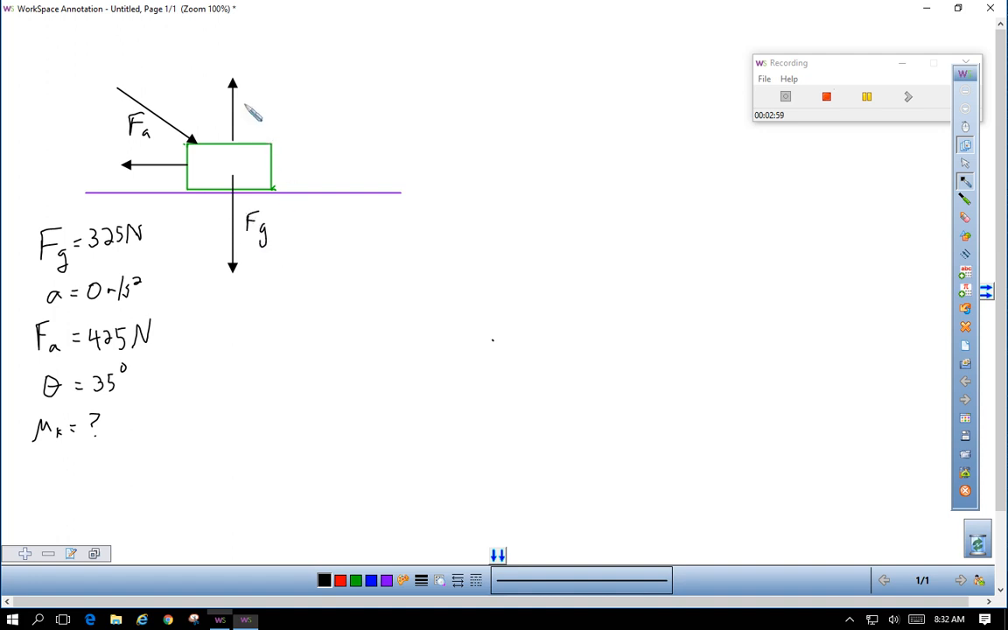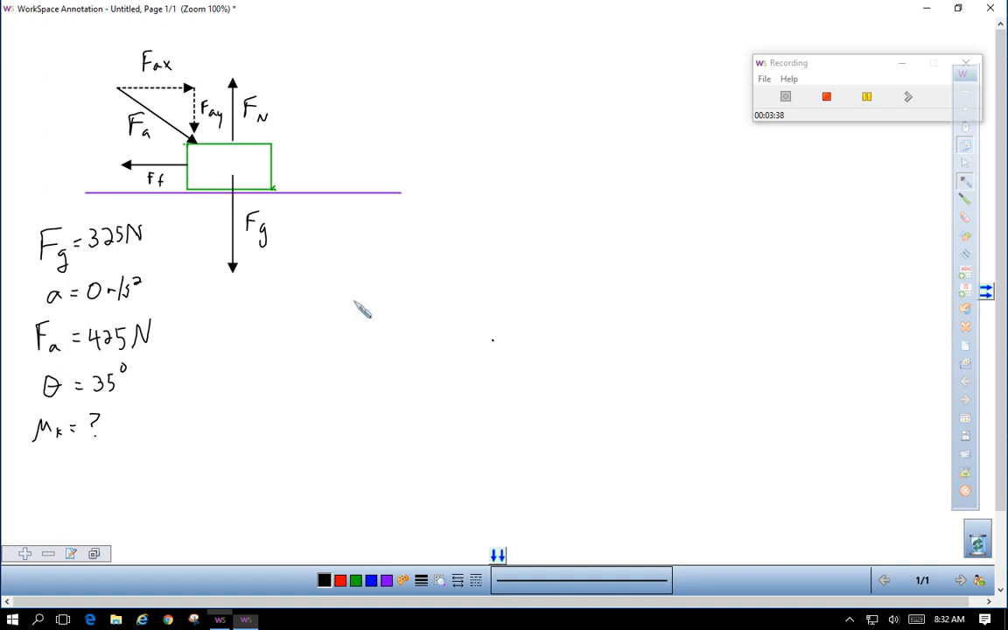Alright, so let's see, quick little label. Fg, Fn, Ff, and let's go ahead and break into components our angled force here. And so we'll have Fay and Fax. Alright, there we go. I guess I should say we'll have Fax and Fay.